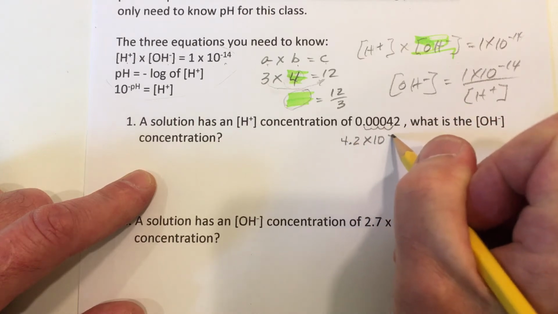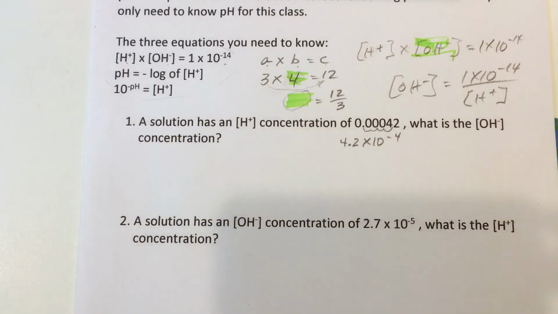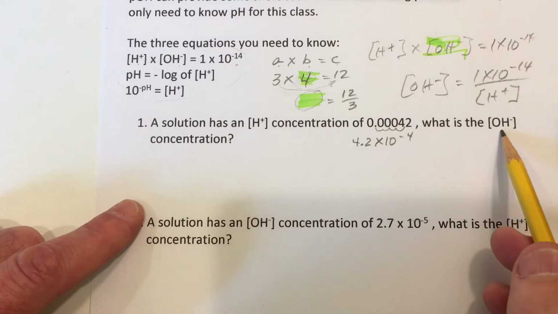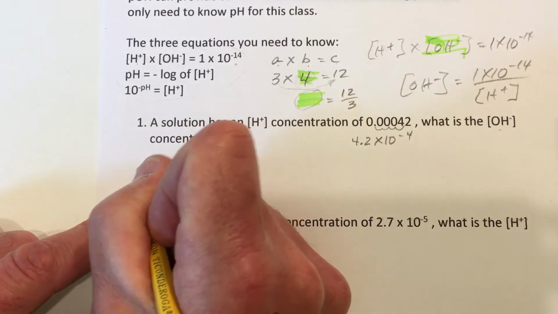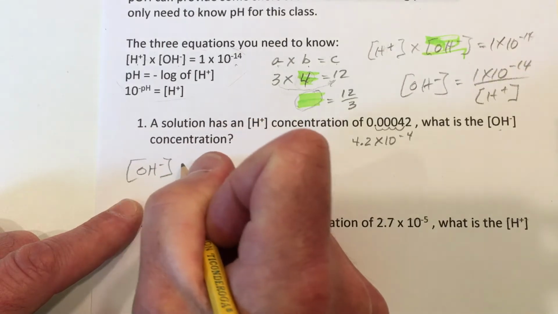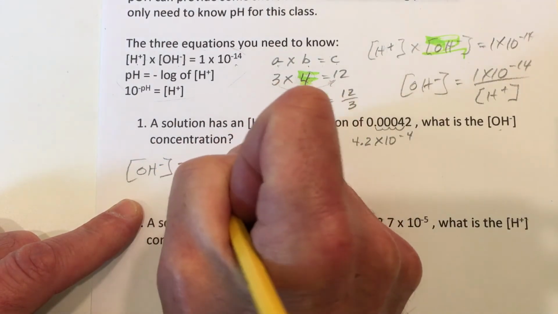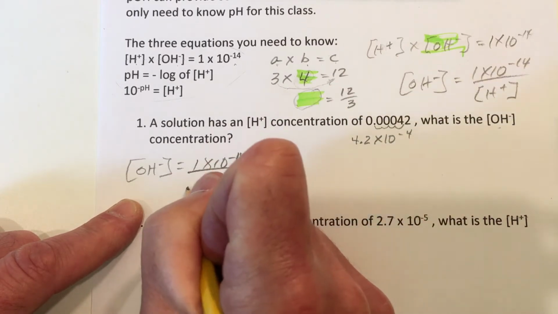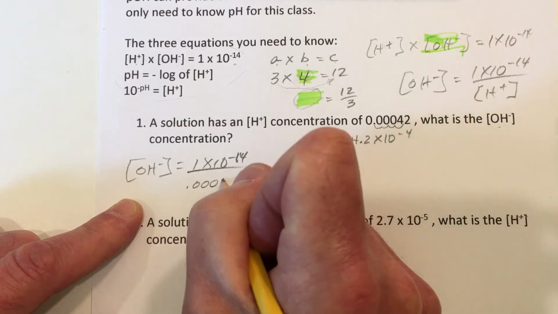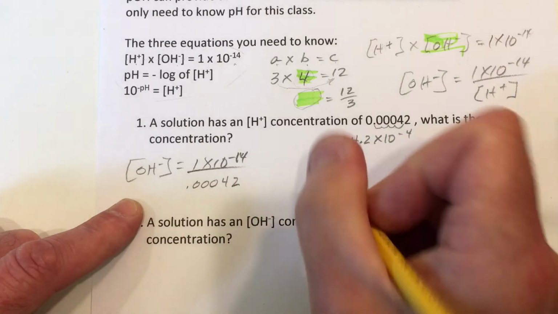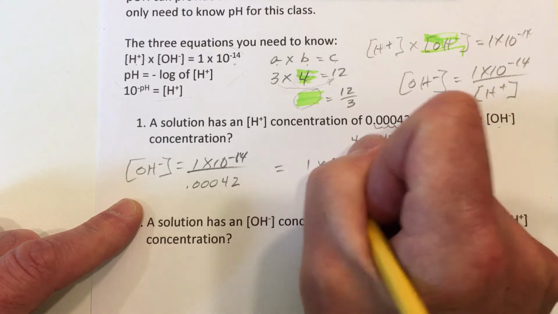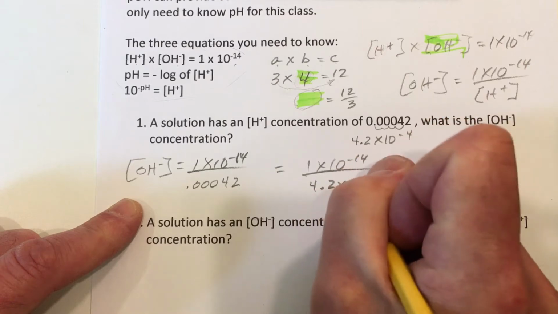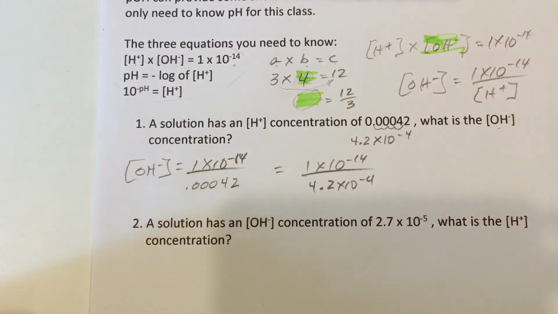4.2 times 10 to the negative 4. So I'm going to show you in a calculator that we could really solve the problem using either one of those numbers. If we want to know the OH concentration, then we're going to do OH equals 1 times 10 to the negative 14 divided by 0.00042. Or we could do 1 times 10 to the negative 14 divided by 4.2 times 10 to the negative 4. We can do it either way.